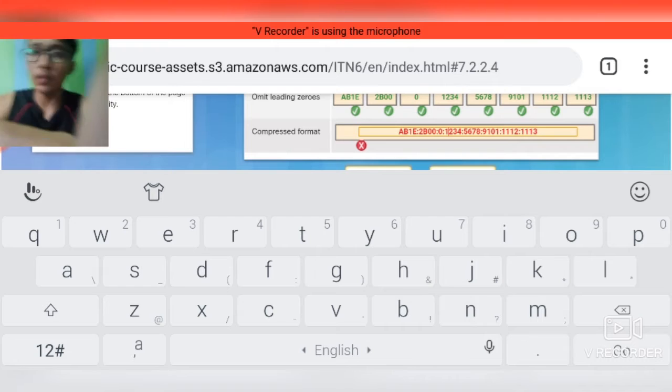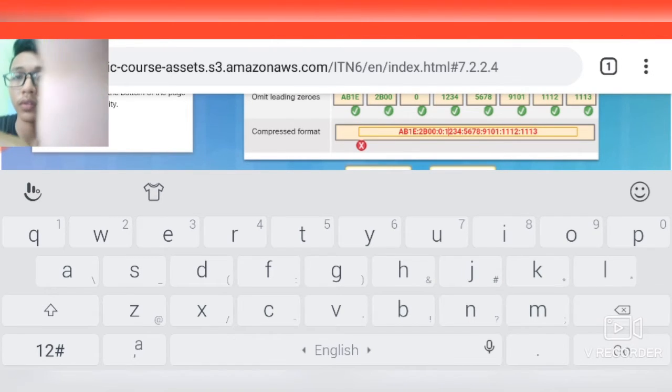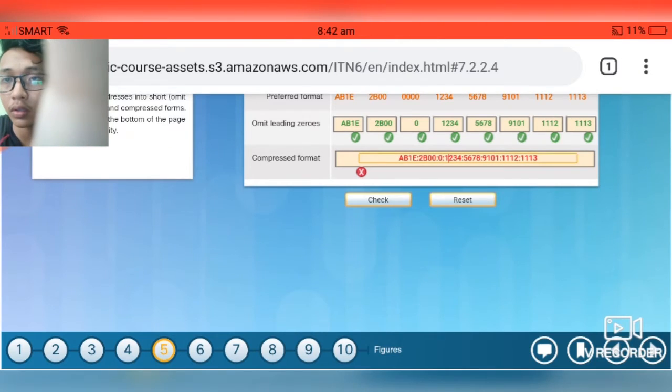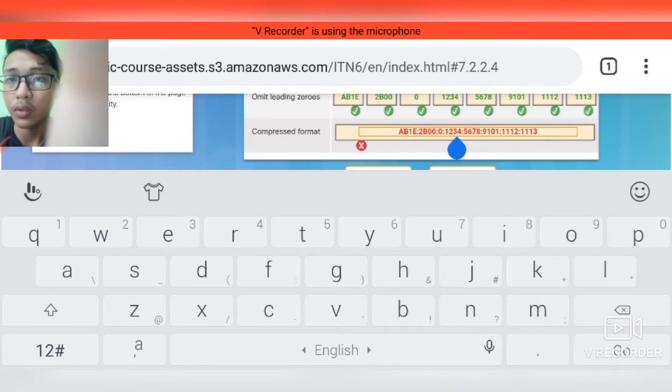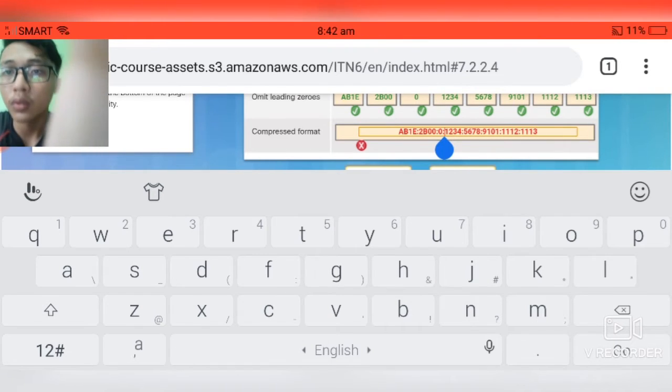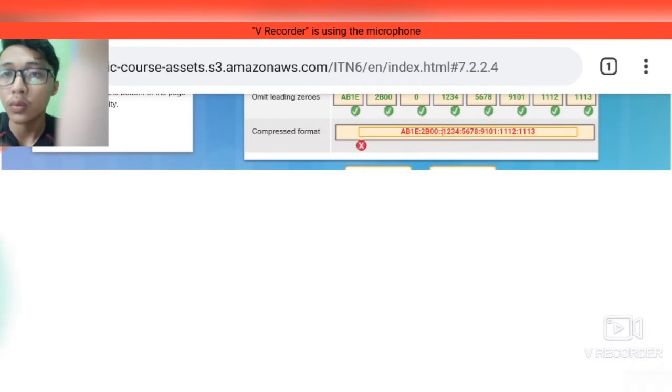So AB, A2B, 0, 0, 1, 2, 3, 4, and this would be correct.